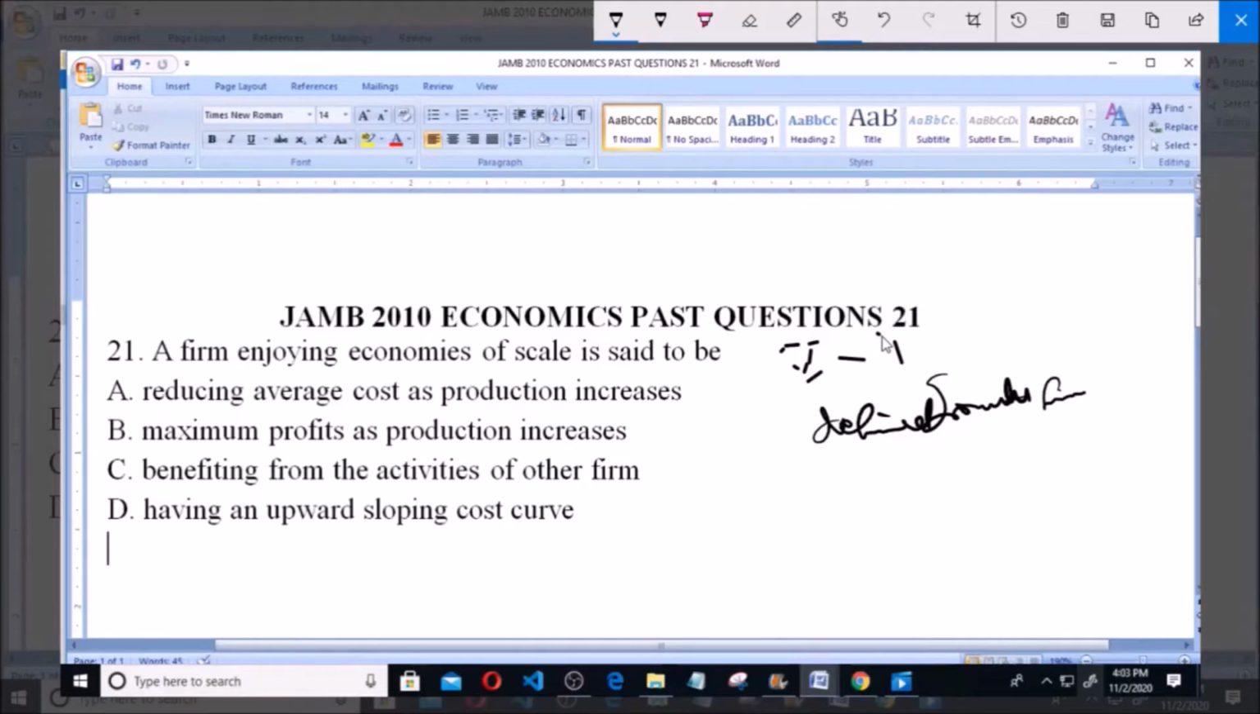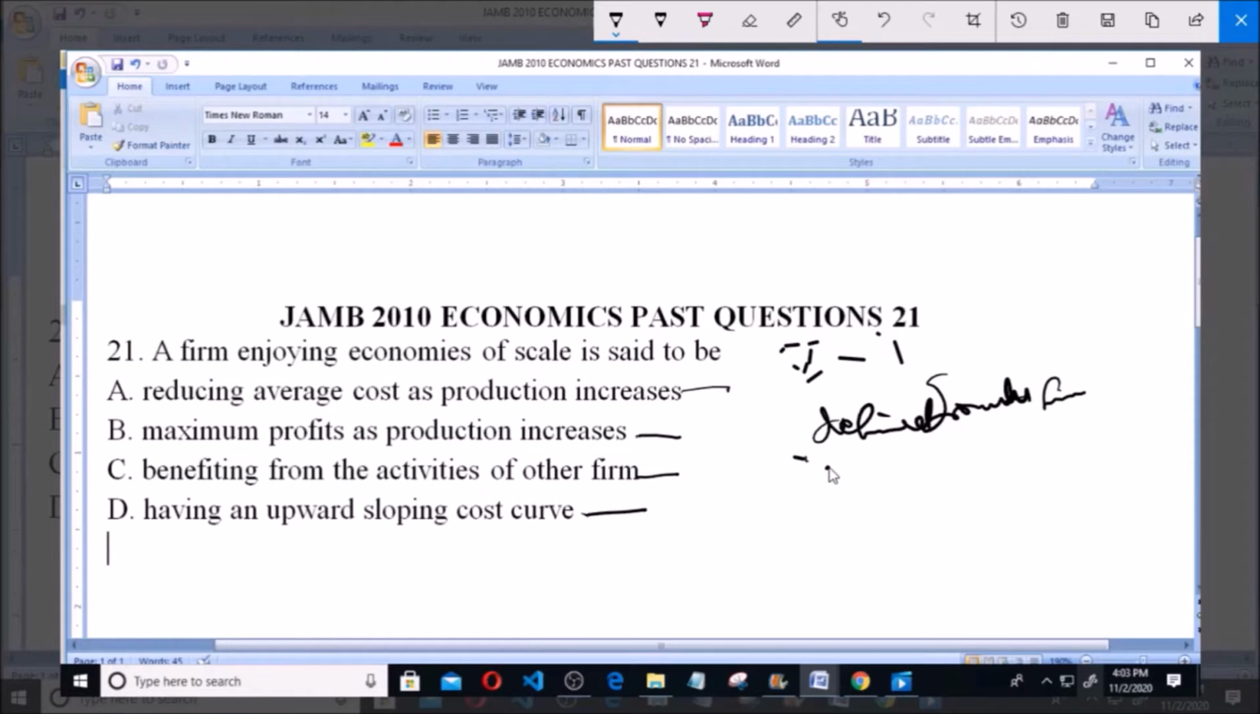So here it says a firm enjoying economies of scale is said to be. Option A says reducing average costs as production increases. Option B says maximizing profits as production increases. Option C says benefiting from the activities of the firm. Option D says having an upward sloping cost curve.